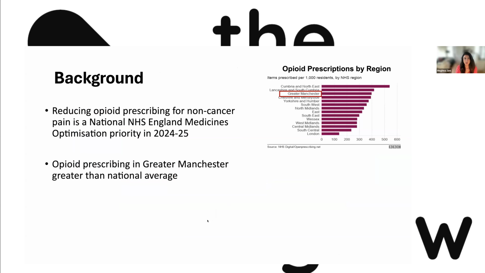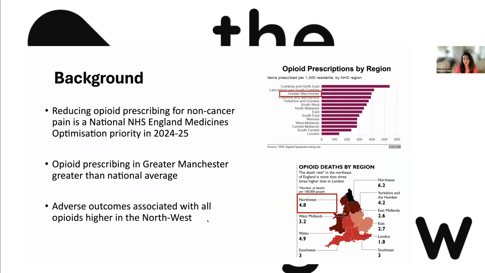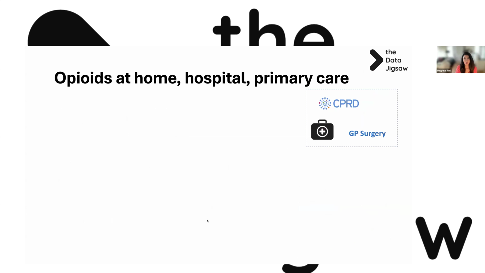So reducing opioid prescribing for non-cancer pain is, in fact, a national NHS England medicines optimization priority in 2024 and 2025. And the reason why that's especially of interest to us in Greater Manchester is because Greater Manchester also happens to have higher opioid prescribing compared to the national average. And also when it comes to adverse outcomes, unfortunately, the Northwest has one of the highest death rates related to opioids. So we're the second highest in the Northwest, just after the Northeast across England.